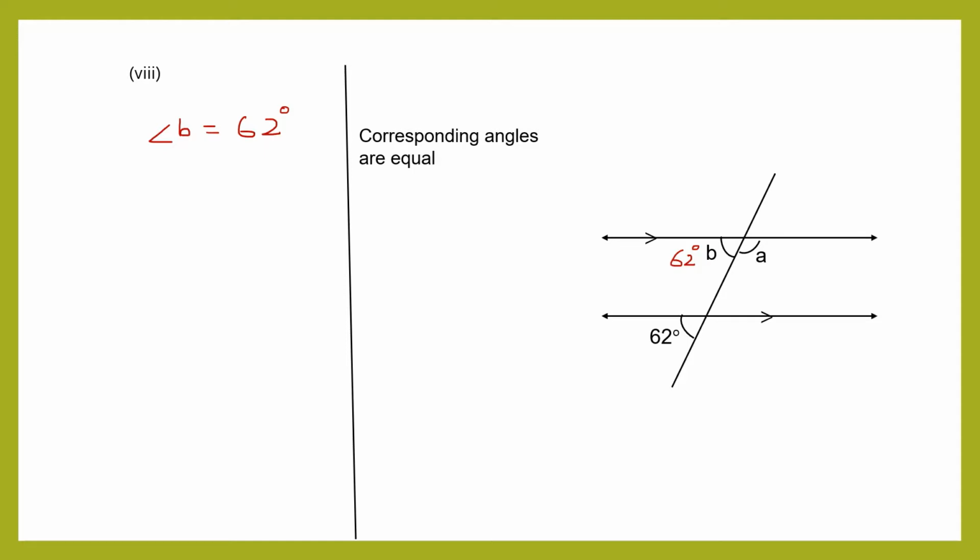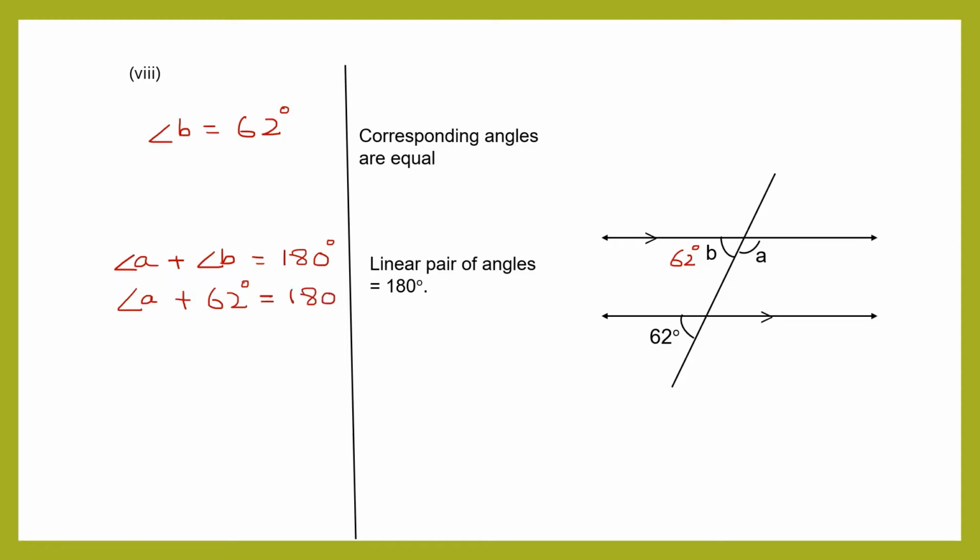Because A and B are two adjacent angles on the same straight line, and they're also known as a linear pair of angles. And what do we know about such angles? Linear pair of angles equals 180 degrees. That means angle A plus angle B should be equal to 180 degrees. So let's write that. Angle A plus angle B equals 180 degrees. We're going to find out angle A, so we'll write it as it is. We know the value of angle B, it is 62 degrees, and together they add up to 180 degrees.